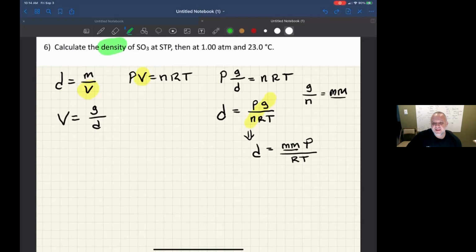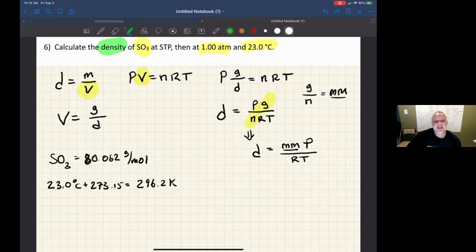Okay, so let's go ahead and take that molar mass in that density equation, and let's calculate the molar mass for SO3. When we add it up, we get 80.062 grams per mole. Now I also need to convert the temperature. I have the pressure in atmospheres, so I'm good there. All right, so let's convert the temperature. I get 296.2 Kelvin for 23 degrees Celsius. And so this is going to allow me to work on the second half of the problem.